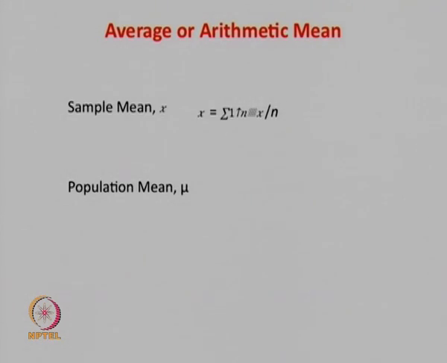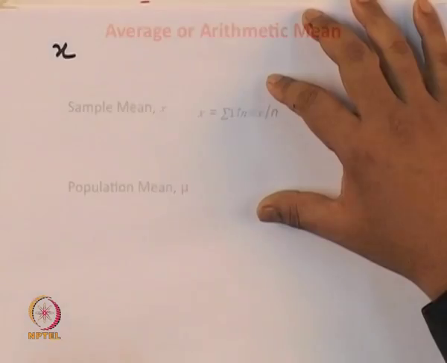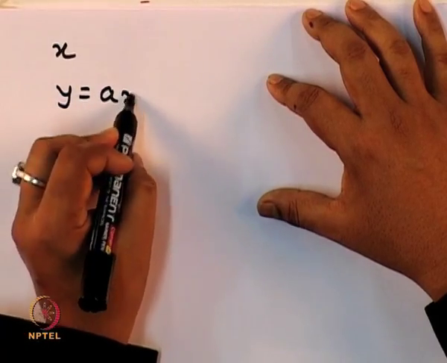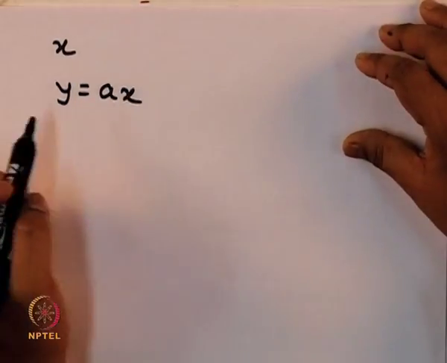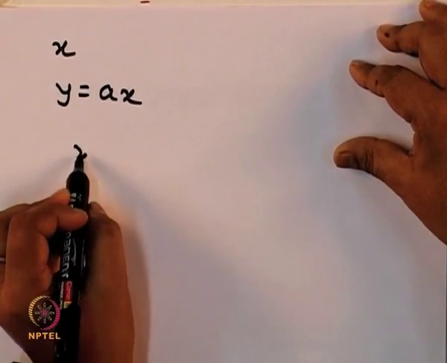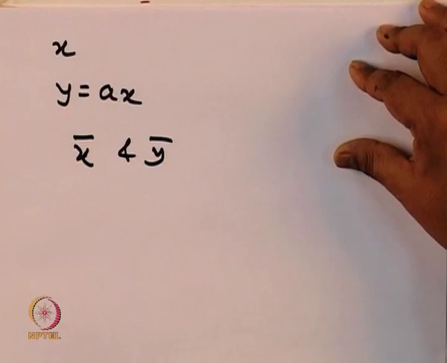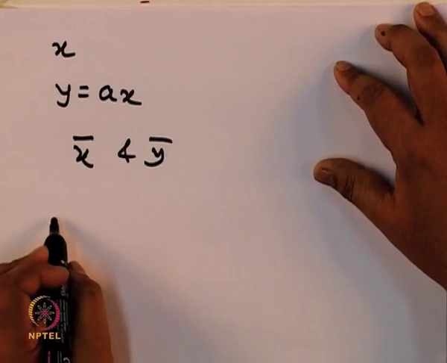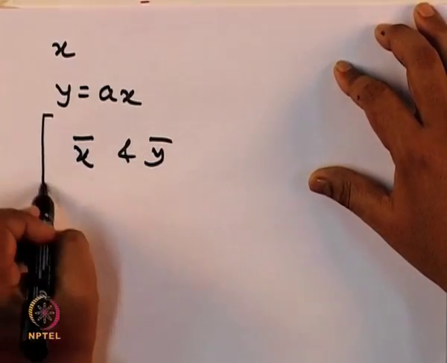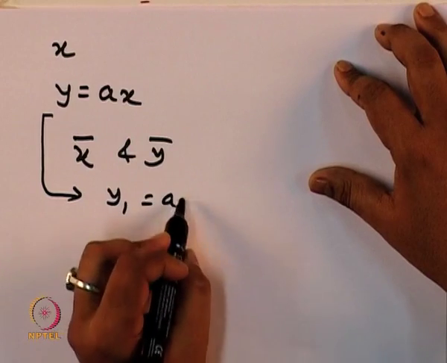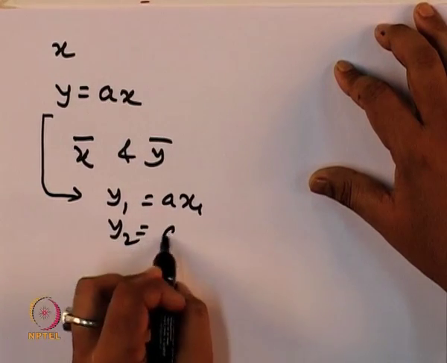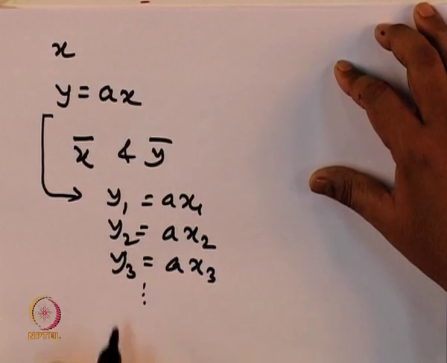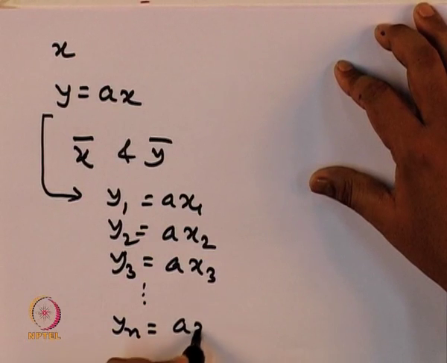So, imagine I had this variable x, and I define this variable y, which is nothing but a times x, and I want to know what is the relationship between x bar and y bar, how are they connected. So, how do I go about it? What I can write is, if y is equal to a x, this would mean my y1 is equal to a x1, y2 is equal to a x2, y3 equal to a x3, up to yn is equal to a xn.